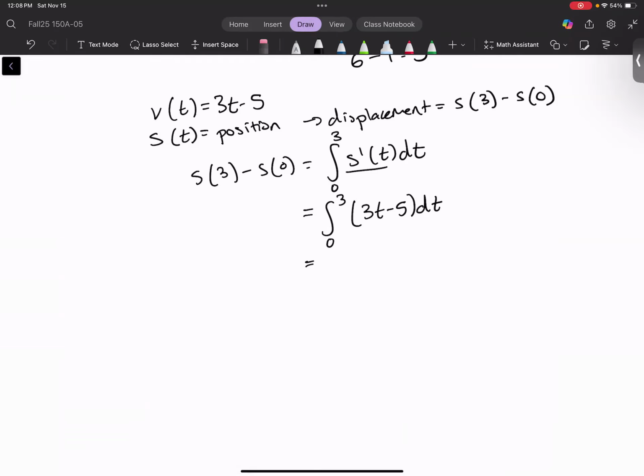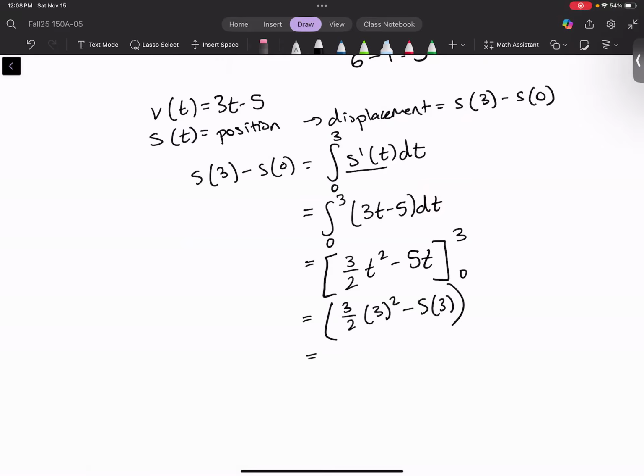Now that we have this, we can do our antiderivative. Just quickly pause here and try it on your own if you want. We should get 3 halves t squared minus 5t, and then my bounds. If we plug in 0, we'll get 0, so we can simply ignore that. This is going to be 27 over 2 minus 15, which is negative 3 over 2. And this is my displacement, the distance I traveled.